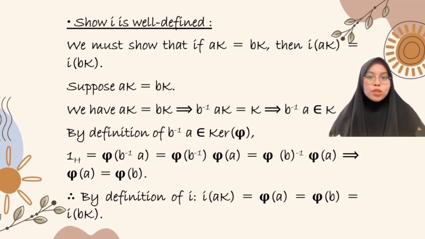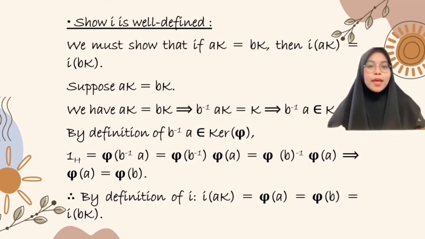Suppose aK is equal to bK. Then multiply both sides by the inverse of b, and it becomes b inverse times a times K equal to K. This can happen if and only if b inverse times a is an element of K. By the definition of the kernel, that means that phi applied to b inverse times a has to be the identity in H. Then use the property of homomorphism to break it up as phi of b inverse times phi of a. From there, it means phi of a is equal to phi of b. Hence, by definition, I of aK will be equal to phi of a.